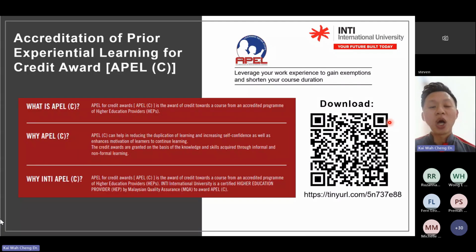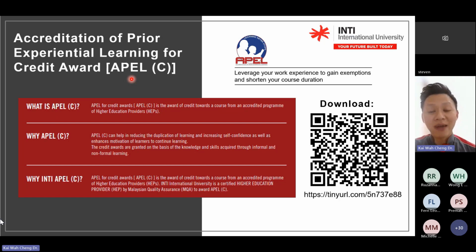And we have another type of credit transfer application. We call it APEL.C. APEL.C stands for Accreditation of Prior Experiential Learning for Credit Awards. This is applicable for those who have held a certain position at their company for at least 5 years. For example, you are a human resource management manager and you have been working in this field for at least 5 years and above, so you are eligible to apply for APEL.C.